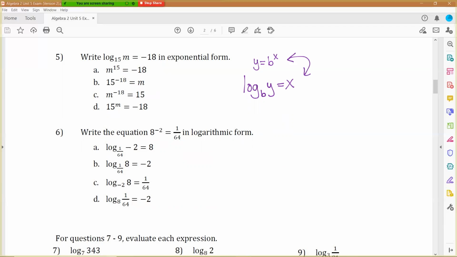So the first thing I want you to do, especially when you get to your test, take your time to label things. So we're going to label, in this case, the 15 is the base, m is the y, and negative 18 is the x. So we want to rewrite this as b to the x power equals y. So that would be 15 to the negative 18th power equals m. So I'm going to look down through my answer options to find letter B that matches exactly.